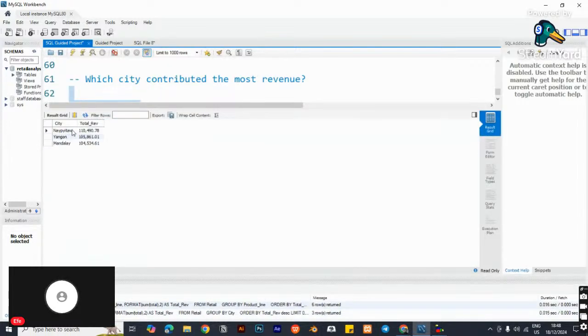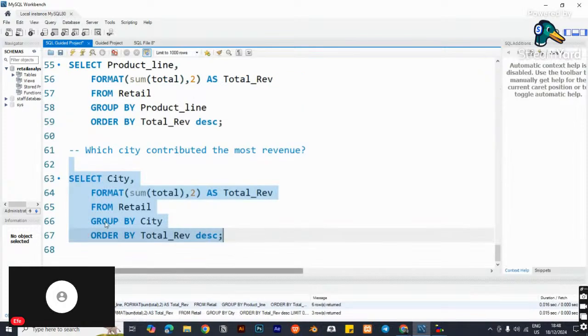So you can see these are the cities, all right, that contributed. You can see that this very first one contributed almost 60% of the revenue being generated, all right, or it could be more than that, 110 thousand. So this is it for this question. Which city contributed the most revenue? You can still generate insights from this, all right.